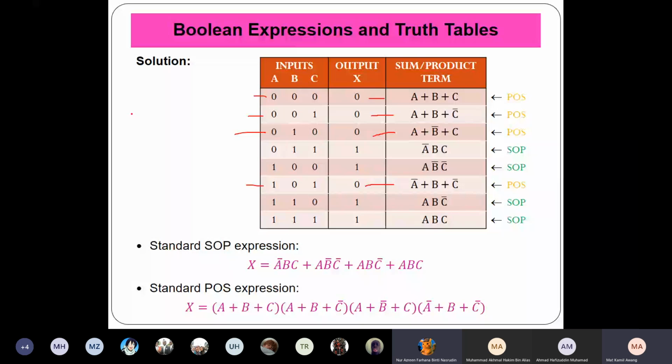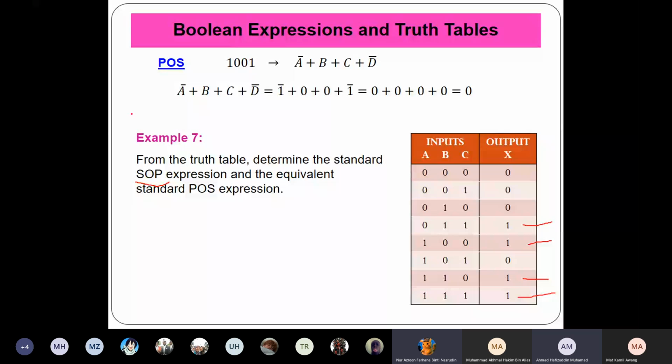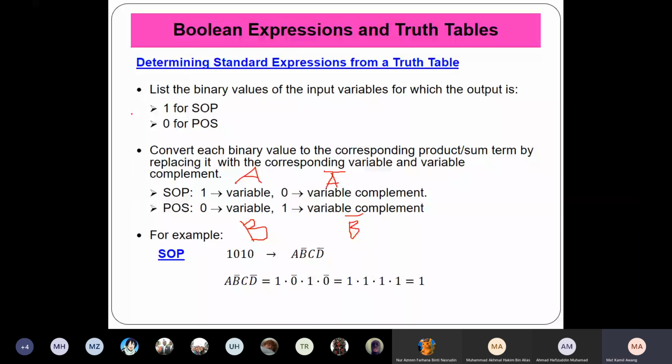Right. So, clear? Hafizuddin, which part are you not clear about? Student: The previous slide, sir. Here. Student: I know the POS is because we get the zeros, but the one below, sir, I'm a bit blur. That one is SOP, the ones. List out all the 1s for SOP, 0s for POS. Okay.